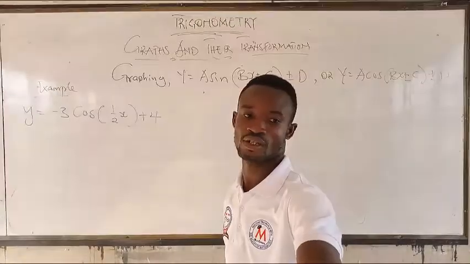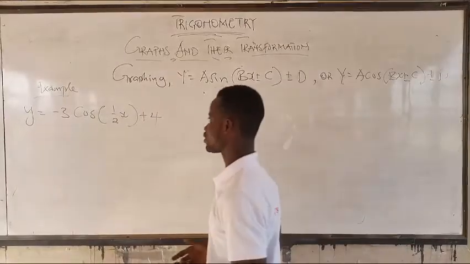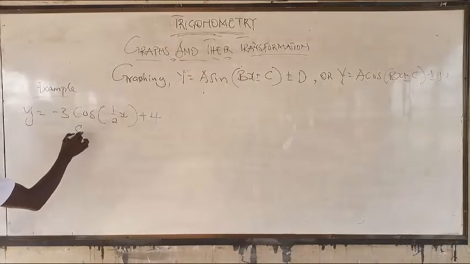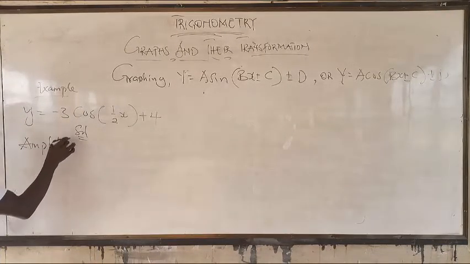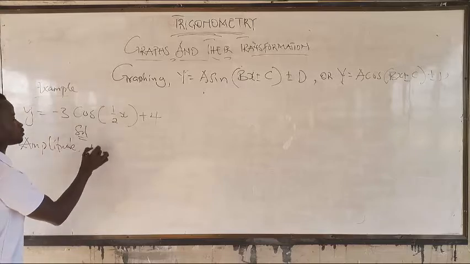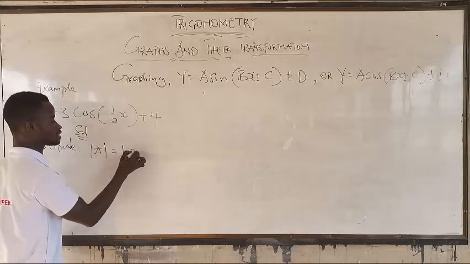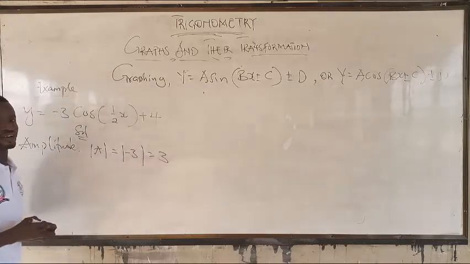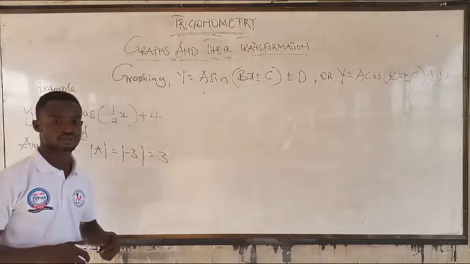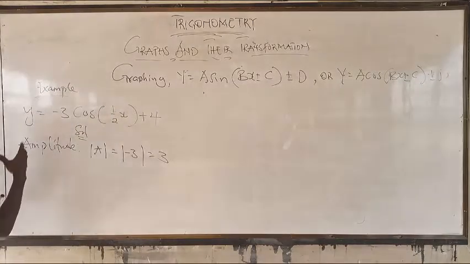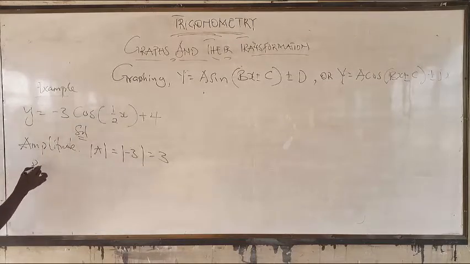What is the amplitude? Just by looking at it, you can see that the amplitude will be the absolute value of A, and that is negative 3, so that is 3. That's going to be the amplitude. Then we go for the period.